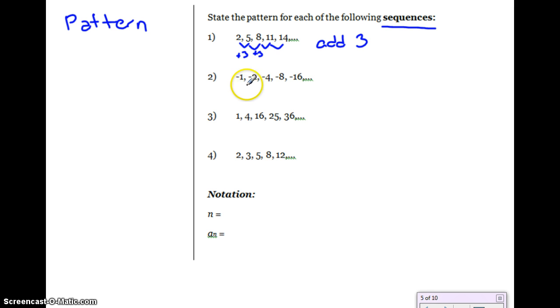For number 2, from -1 to -2 to -4, -8, -16, it looks like I'm multiplying by 2. So let's say I multiply by 2. -1 times 2 makes -2. -2 times 2 makes -4. -4 times 2 makes -8. -8 times 2 makes -16. So here we are multiplying by 2.